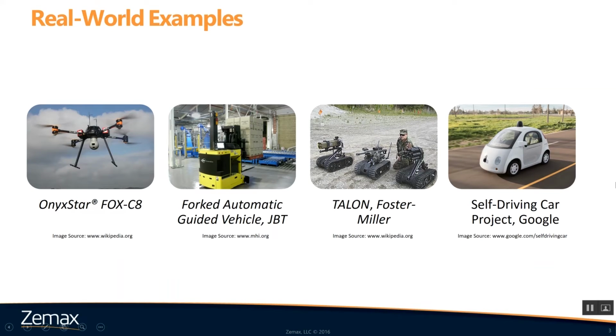And here are just some real world examples. Like I said, we have drones, AGVs, here in that second picture, obviously, like I said, transporting raw materials from point A to point B on the factory floor. Military vehicles, as in the Talon project from Foster Miller. And perhaps the most popular example of the self-driving car, the Google concept there to the right.